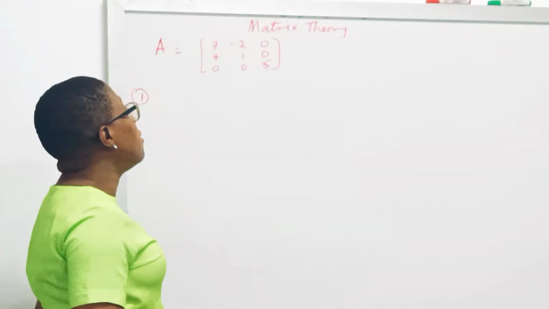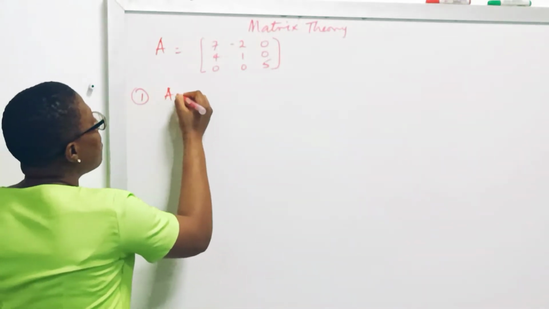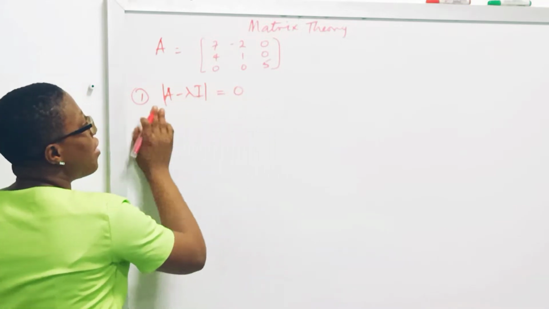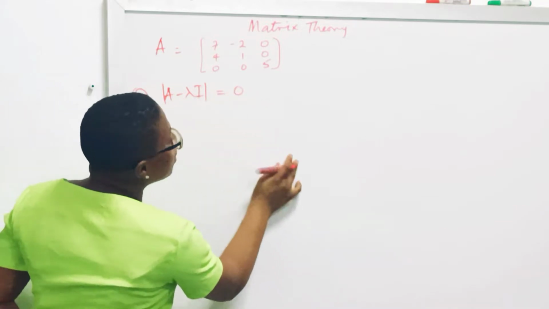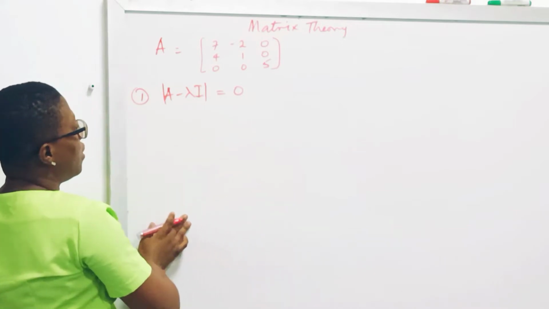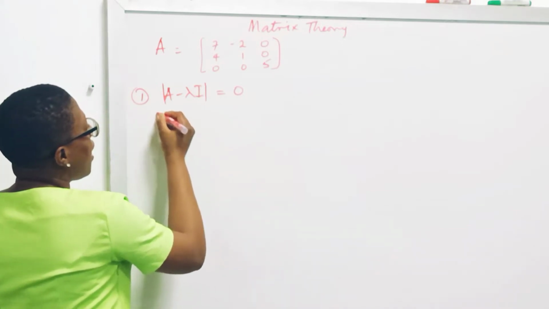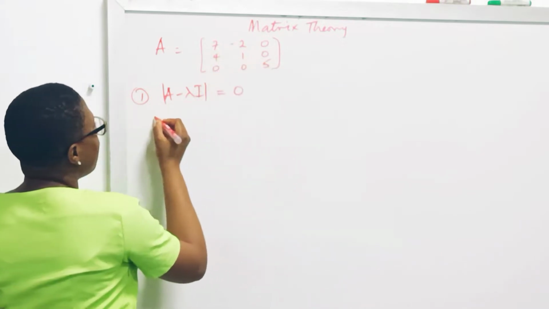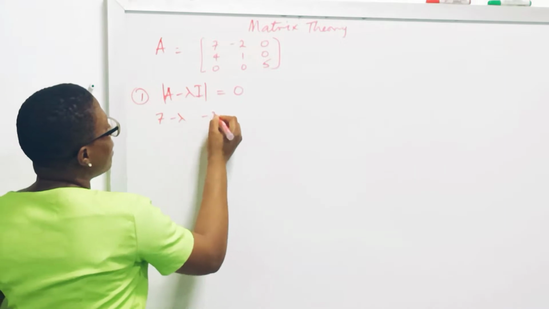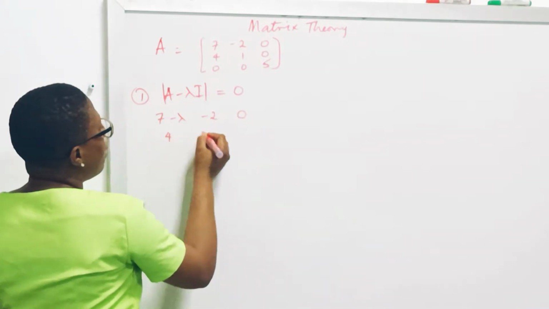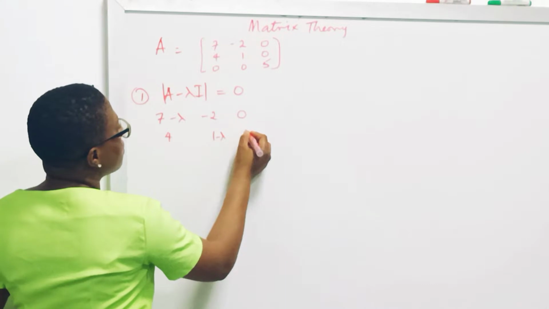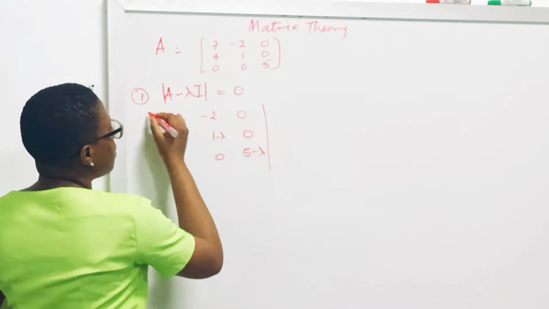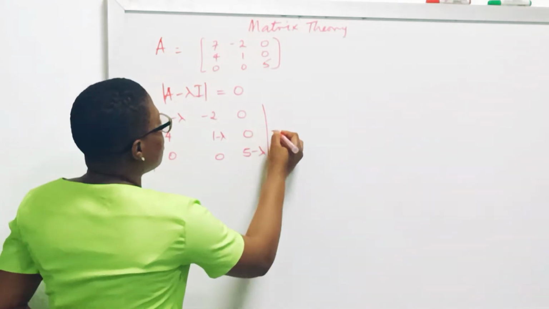Number 1, the eigenvalues. For the eigenvalues, we take the determinant of A minus lambda I and set it equal to 0. This will give us the characteristic equation, and it will give us the eigenvalues. So we have A minus lambda I, where I just subtract lambda on the diagonal. So we have 7 minus lambda, minus 2, 0; 4, 1 minus lambda, 0; 0, 0, 5 minus lambda. If I get the determinant of this, it will be 0.